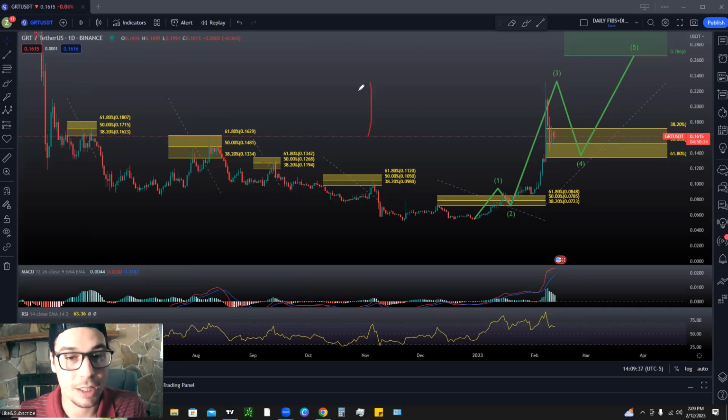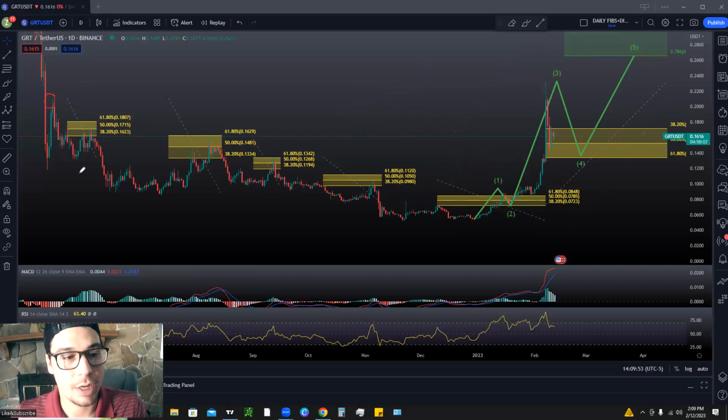Nothing's going to move in a straight line up or in a straight line down. You're going to get a move up, retracement, continuation higher, or a move down, retracement, continuation lower. And we'll use that to come up with some bullish price targets over here. But let's look at how it's affected the price of GRT in the past.